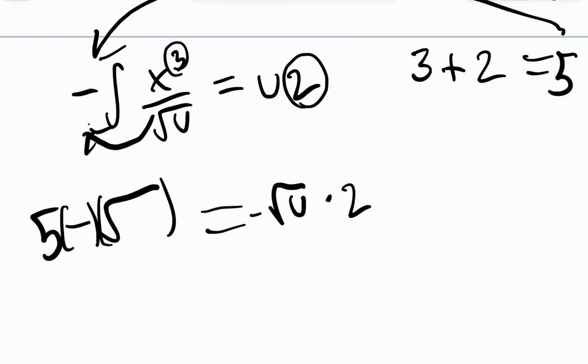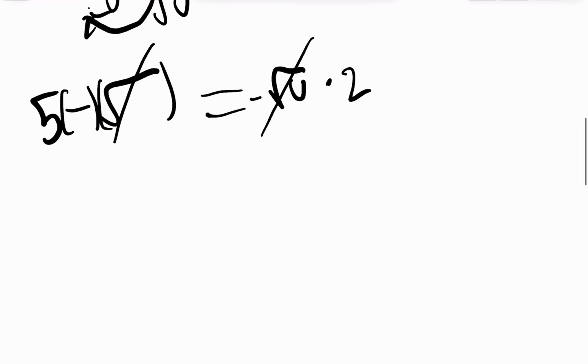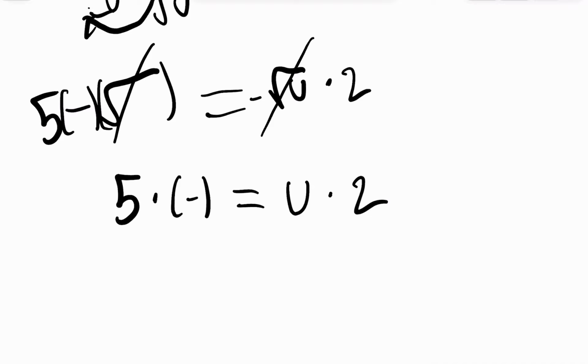Times 2. So now what are some more things you can know? Well, we don't have to square this, right? Because this 2 isn't powered enough to square this and eliminate this radical. But what we can do is, because we brought the original radical to the other side, we can cancel radicals. So that cancels and that cancels. And then we have 5 times negative is equal to u times 2.